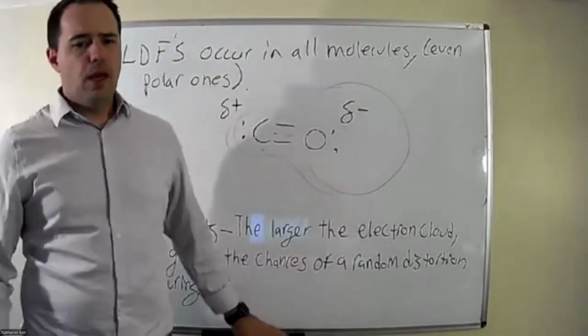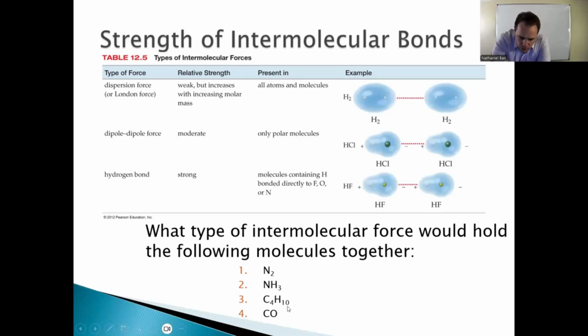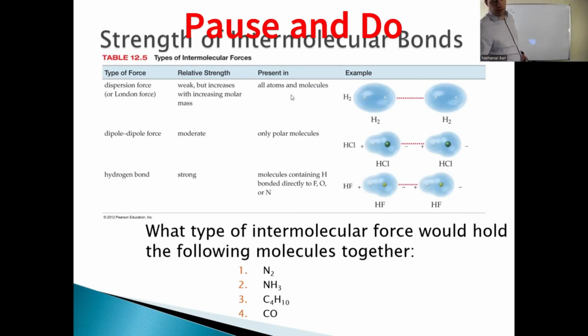Okay, I would like you to take a look at these molecules: N2, NH3, C4H10, and we already did CO, so hopefully you can get that one right. I would like you to tell me what is the strongest intermolecular force that would hold these molecules together in the condensed state. So take a minute, give me the strongest intermolecular force, and then we're going to go over it. So do it.